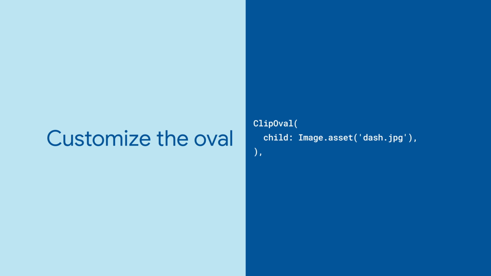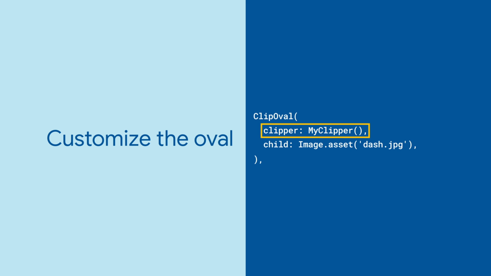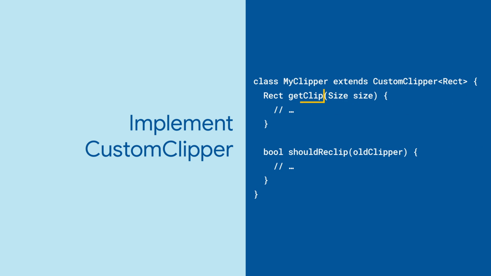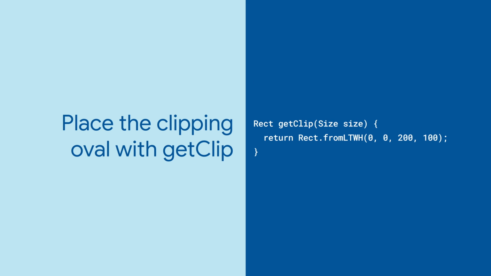But you don't need to fiddle with the size of the child in order to change the shape of the oval. Just add a custom clipper, and now you can customize the size to your heart's desire. You must implement the clipper as a new class that extends CustomClipper of Rect and implements two methods, getClip and shouldReclip. The getClip method takes the size of the child and returns the Rect into which Flutter will draw the oval. You can place the Rect anywhere and make it any size.